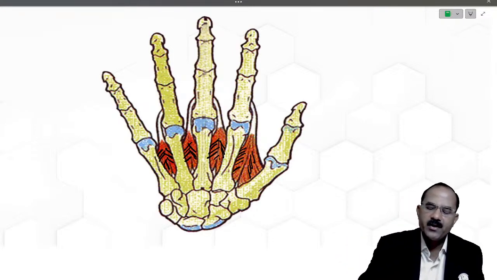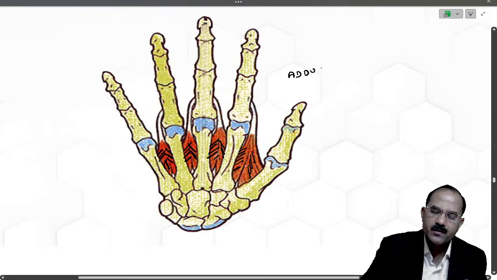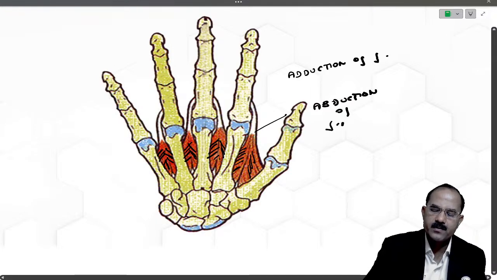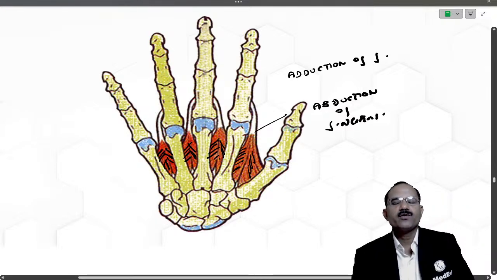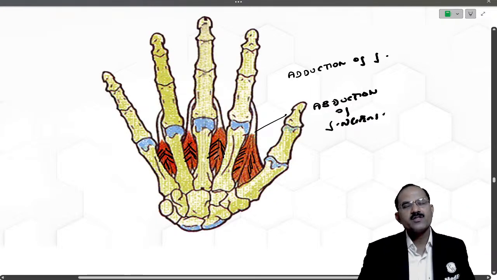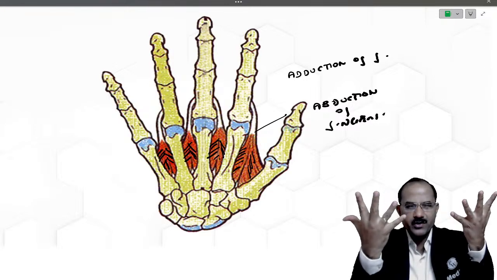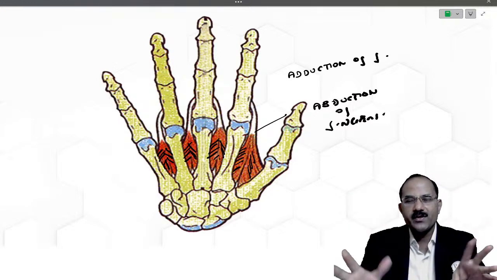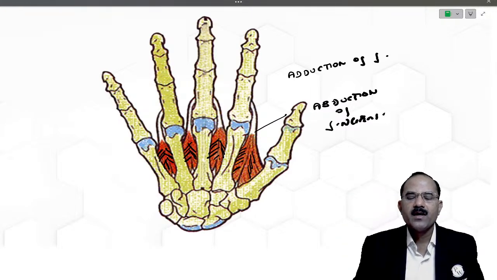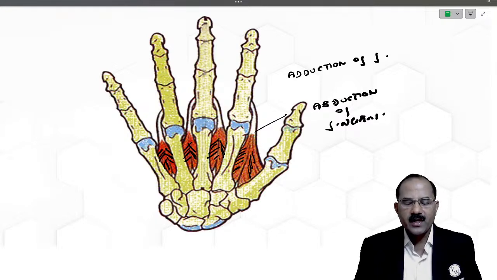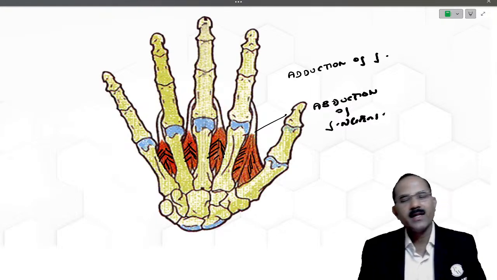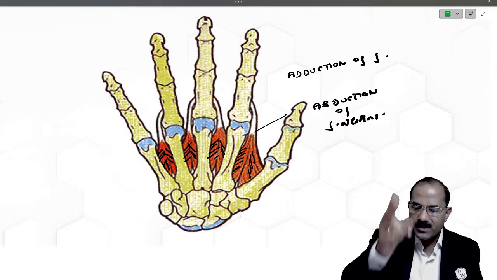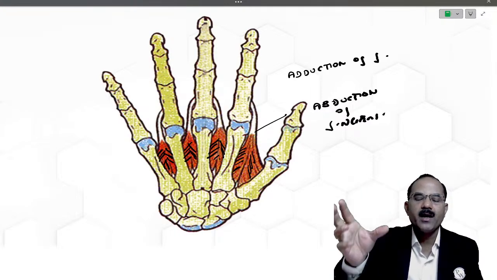What is the action of the palmar interossei? Palmar interossei do adduction of fingers, and dorsal interossei do abduction of fingers. Okay, clear? The palmar and dorsal interossei are all supplied by whom? Any guesses? They are supplied by the ulnar nerve. The first and second lumbricals are supplied by the median nerve, and the third and fourth by the ulnar nerve.